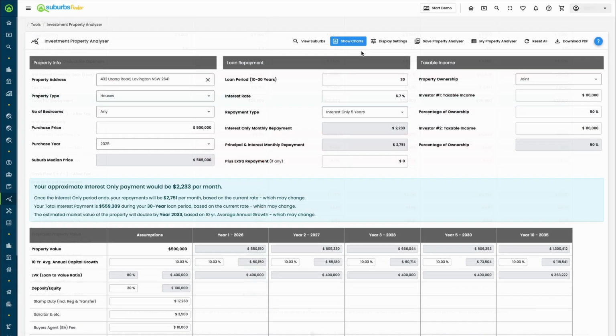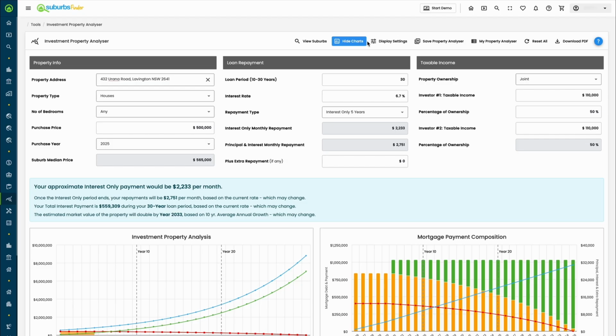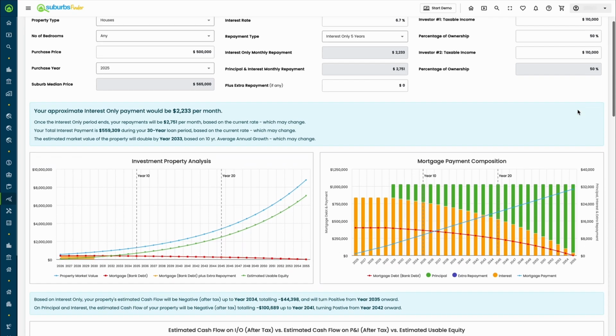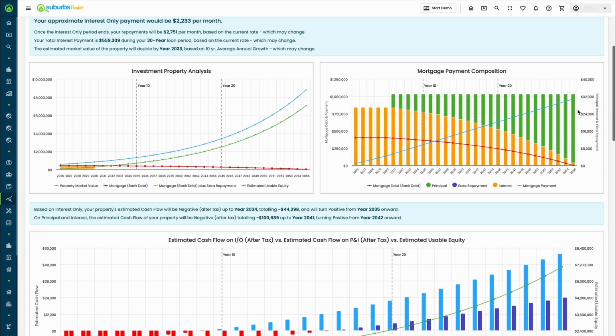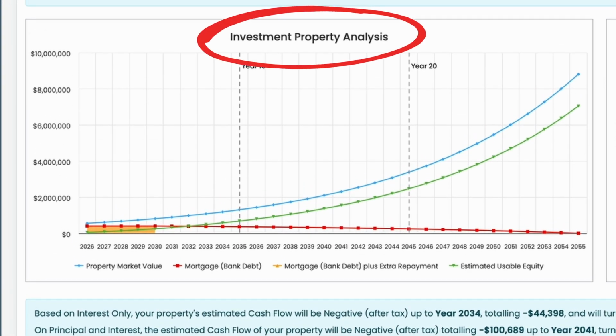Beyond the table, the analyzer gives you graphs backed by blue box summaries. The table shows the numbers, but the charts and their blue box callouts show the story. They spell out what your repayments mean, when cash flow flips, and how equity builds over time. The first graph is the investment property analysis graph.